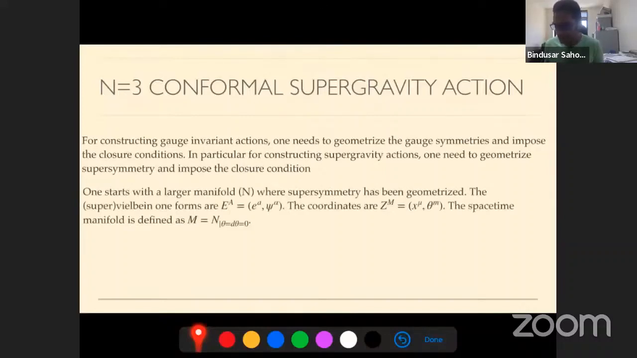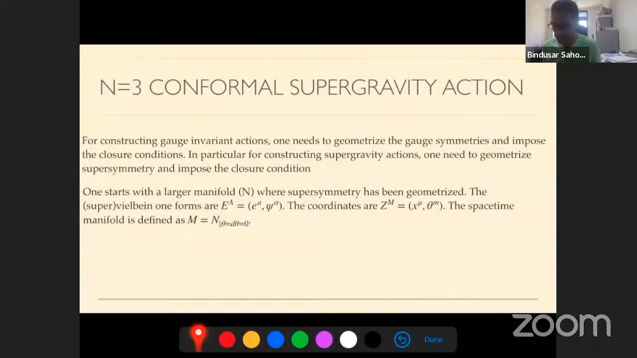Okay. So what you need to do is start with the larger manifold where supersymmetry has been geometrized. So these are the coordinates of your larger manifold N. The x mu are the coordinates of this smaller manifold, which is the space-time manifold, and these are the extra coordinates that you add to geometrize supersymmetry. And the super Vielbein one forms of this larger manifold are this, basically. These are one forms in the larger manifold, so they have legs not only along the space-time direction but also along the theta direction.